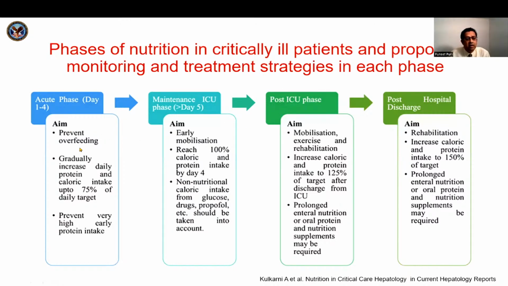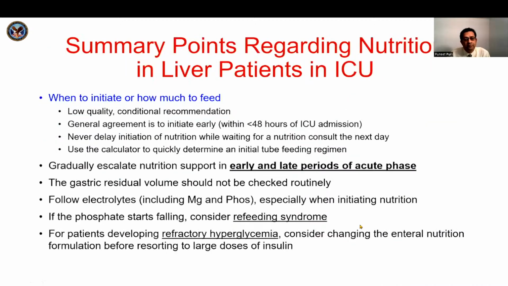So again, in the acute phase, the target is to gradually escalate the caloric needs and try to maintain from 50 to 75% within the first 3 to 5 days, and then gradually reach the 100% target for caloric needs. In addition, protein needs should be met at a target close to 1.2 gram per kilogram per day in both acute and maintenance phases. Post-ICU phases: recovery, rehabilitation, similar post-hospital discharge if patients can make it back.